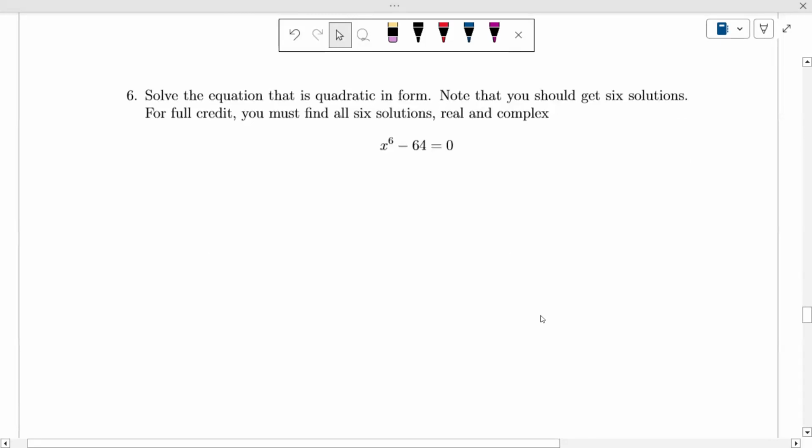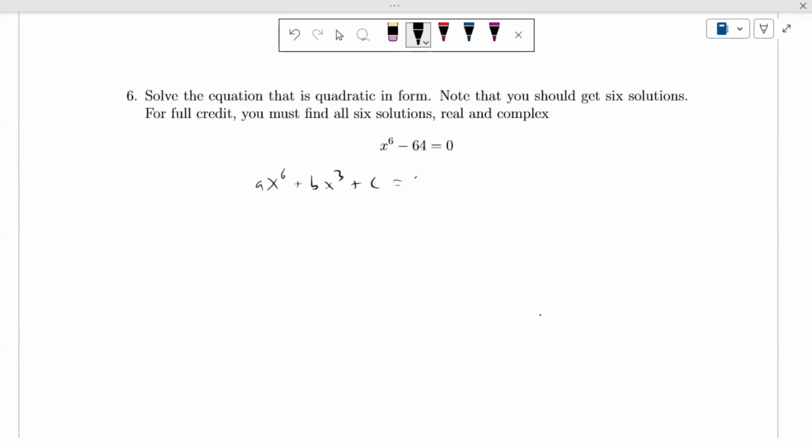Solve the equation that is quadratic in form, right? So quadratic in form means it's not a quadratic equation, but we might be able to do some kind of variable substitution to turn it into a quadratic equation, right? Okay. So the trick here is, well, we have an x to the sixth minus 64, right? Usually when we see equations that are quadratic in form, we would see something like this, a times x to the sixth power plus b times x cubed plus c is equal to 0, something like that, right? Yeah, but there's no x cubed term in here, right?